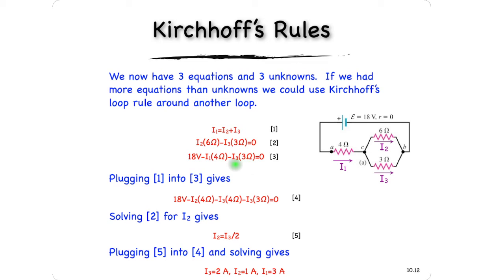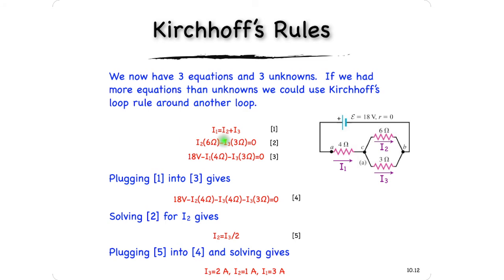That's correct. This third equation does not include I2 because it's the bottom loop. And if you were to follow a charge around the bottom loop, it will never see this top resistor. It will never be part of I2. So that doesn't appear. Any other questions about how we analyze that?